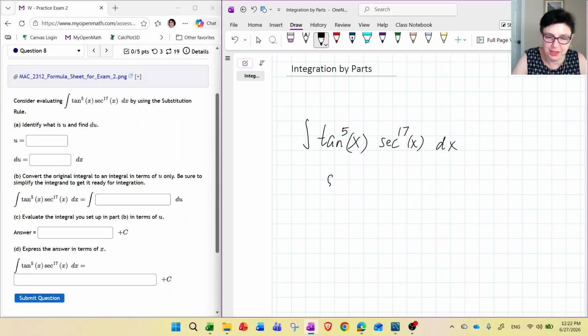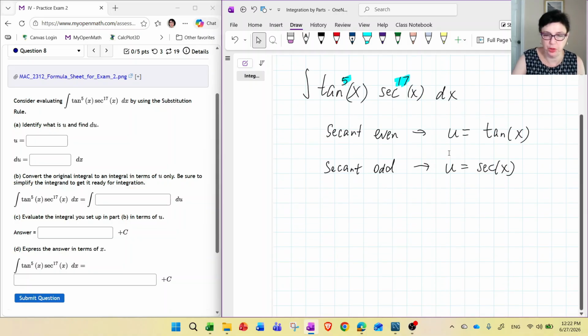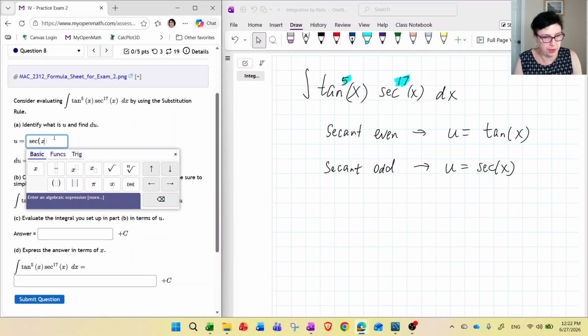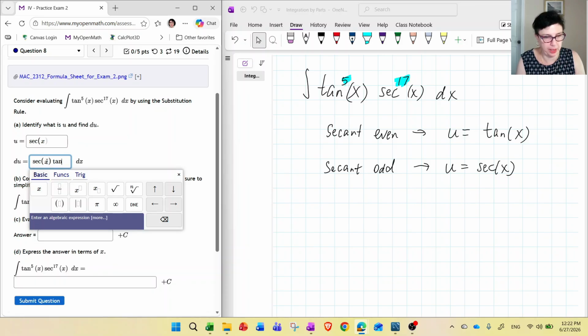Okay, so if secant is even, then the substitution is the other one, tangent x. And if secant is odd, then you can try, and again, this does not always work, the substitution secant x. Now, in my case, I only care about the power of secant. Secant is odd, which means that I'm going to use the substitution u equals secant x. You should know that the derivative of secant is secant multiplied by tangent.